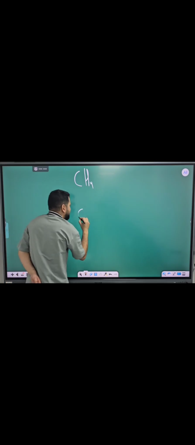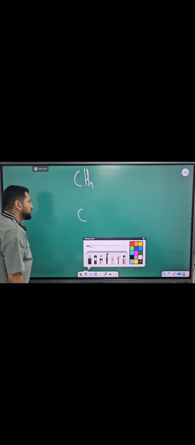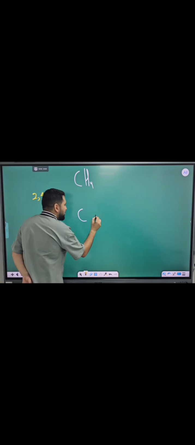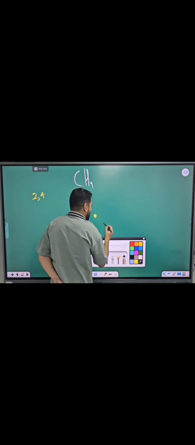If I talk about carbon, how many electrons does carbon have in the last shell, guys? You know the electronic configuration of carbon is 2, 4. So in the last shell, how many electrons are present with the carbon? You can say, sir, 4 electrons. 1, 2, 3, and 4 electrons. Since there are 4 hydrogens as well, let us say this is hydrogen number 1.